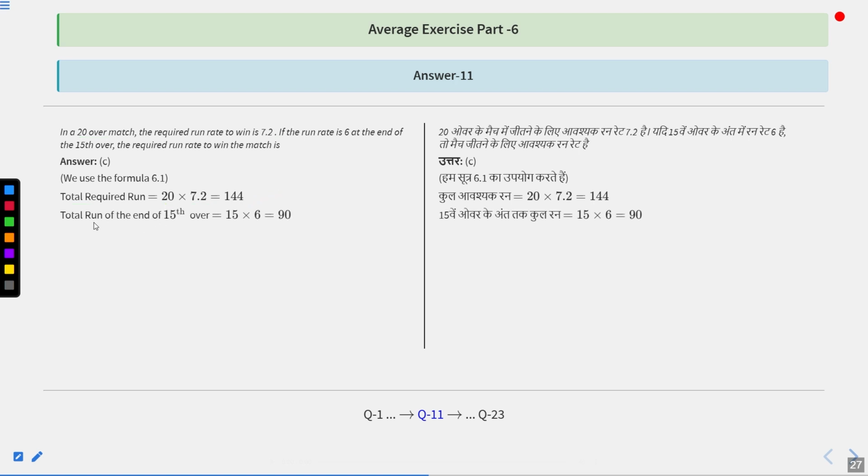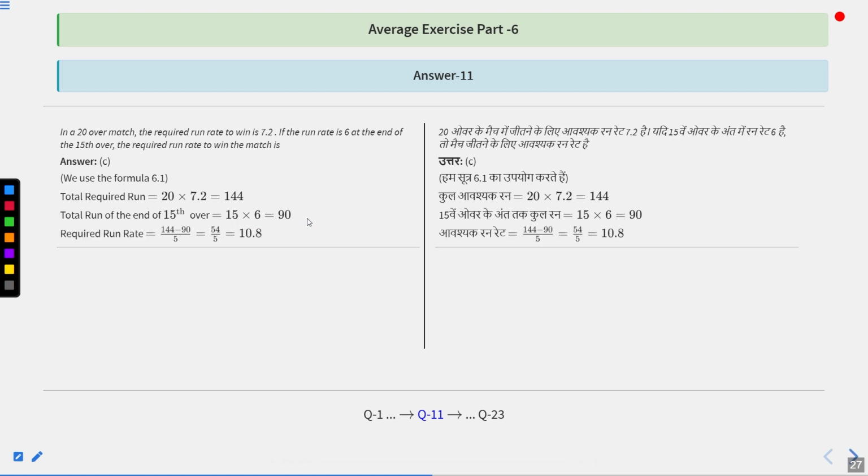Now according to the question, the total run at the end of the 15th over is 15 into 6, because the average run rate at the 15th over is 6. So we get 90 runs in 15 overs in total. Clear?